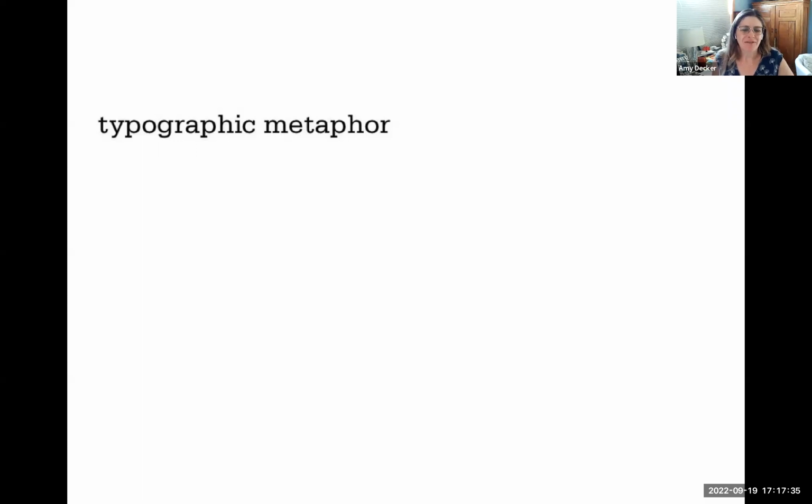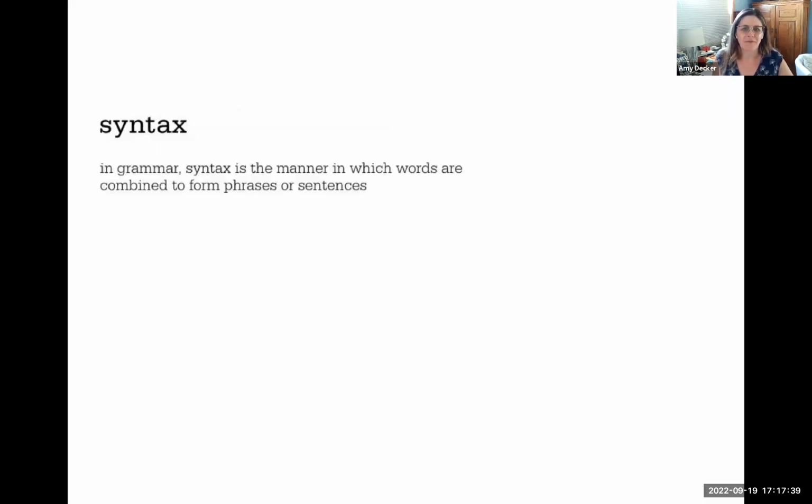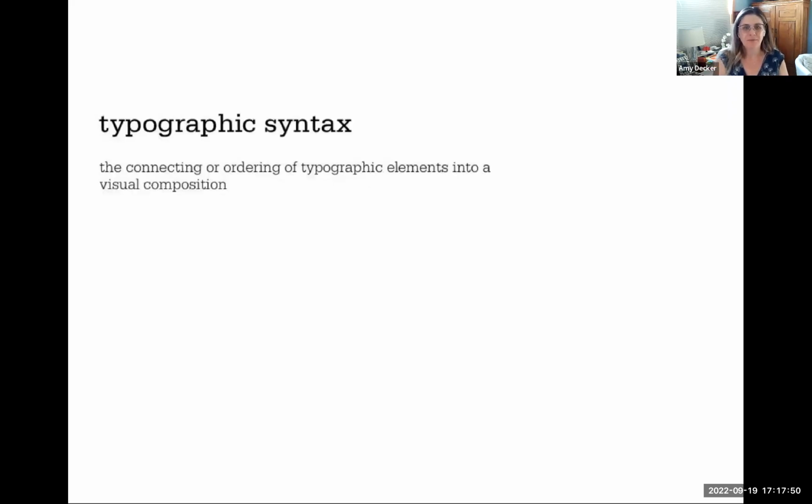Okay, so today's lecture is typographic metaphor. We're going to be working on project 2 with syntax. In grammar, syntax is the manner in which words are combined to form phrases or sentences. Typographic syntax is the connecting or ordering of typographic elements into a visual composition.